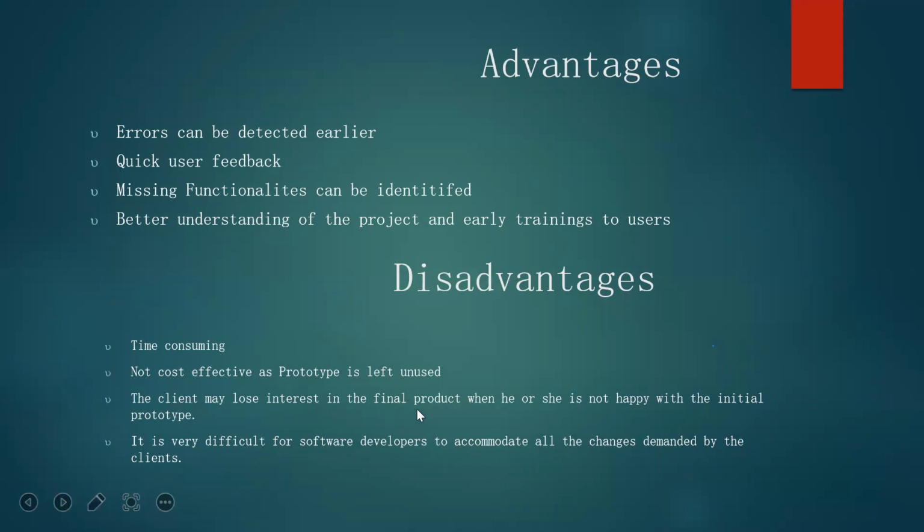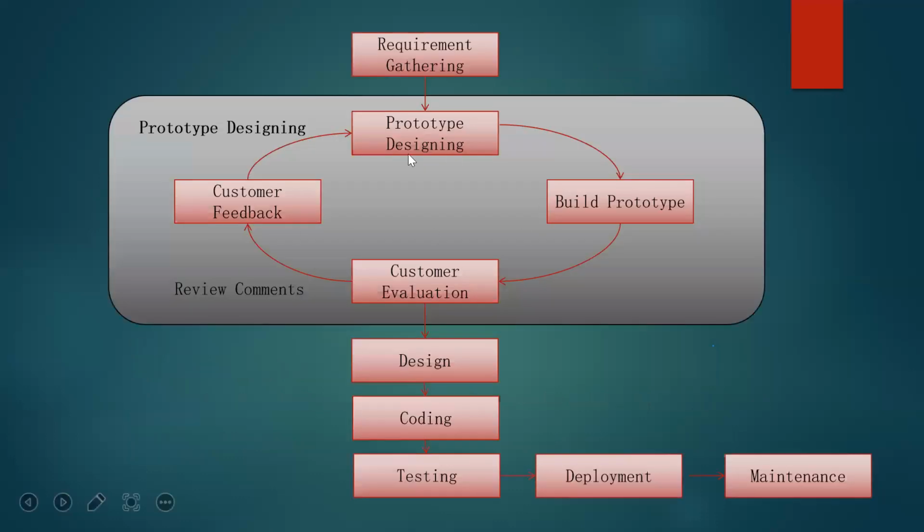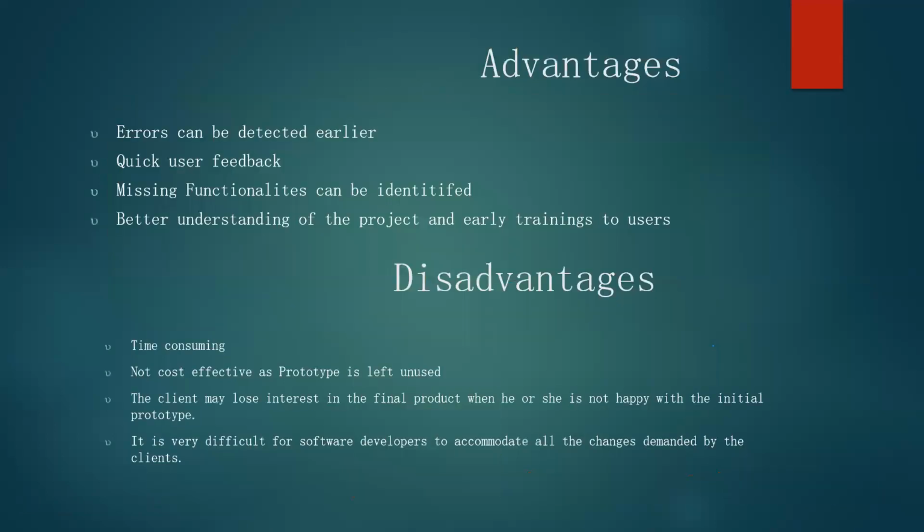The client may lose interest in the final product when he or she is not happy with the initial prototype. There are some clients, not every, but some clients, who will not be happy with whatever we do. So those types of clients, if you give one design which doesn't satisfy them, the first time they might say, okay, show me the second one, and if the second also misses something, there are chances these people might cancel the project itself for our company. So that is also a disadvantage. The next one is, it is very difficult for software developers to accommodate all the changes demanded by the client.